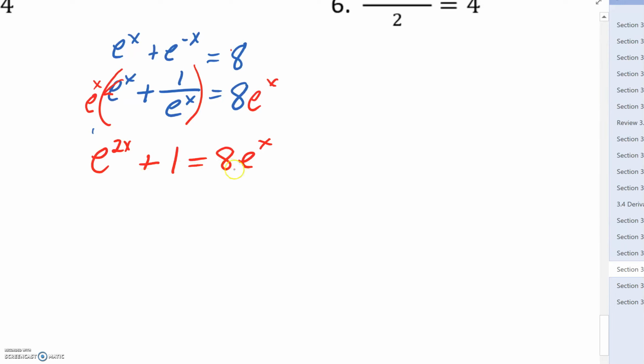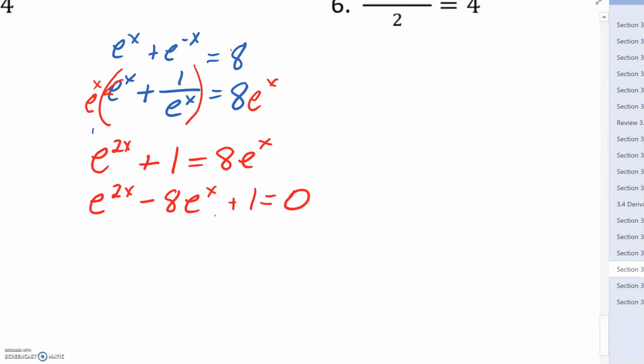Now, I'm going to subtract the 8e to the x over to the other side, and I think you will see why once I get it over there. Do you notice that this is quadratic in form? Here you have e to the x, and here you really have e to the x squared, or e to the 2x. So we're going to have to solve this like a quadratic. Now, if there were two numbers that had a product of 1 and a sum of -8, we could easily factor it. However, I can't think of any that would work, so I'm going to have to use the quadratic formula.